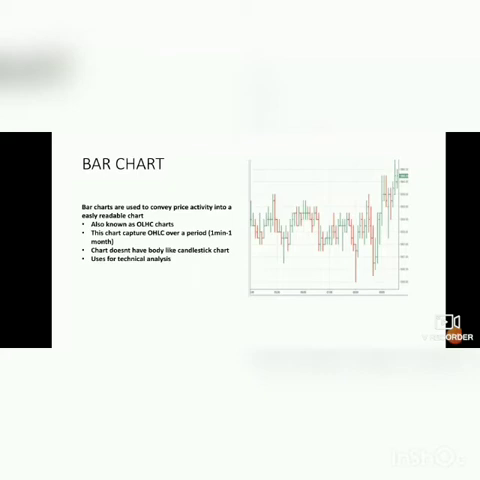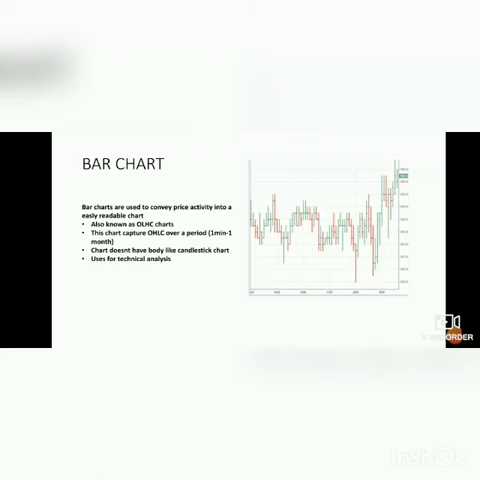So next we can discuss the bar chart. I know this doesn't look like a bar chart, but it is a bar chart and we can discuss it. Bar charts are used to convey price activity into an easily readable chart. All charts do make the analysis easy. So it is also easing the process by plotting these charts.